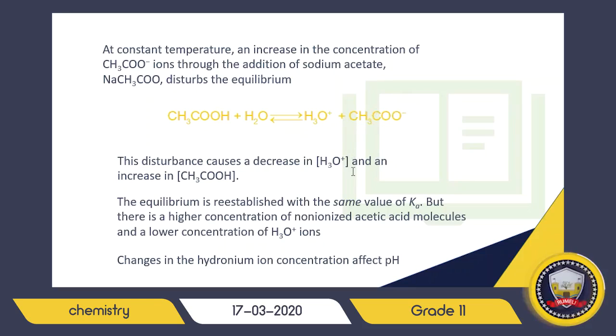So this disturbance causes a decrease in the concentration of hydronium ion and an increase in CH3COOH, which is the acetic acid. Why? Because in order to reduce the stress, the acetate ion will recombine again with the hydronium ion and give us the acetic acid in order to re-establish the equilibrium. So the equilibrium is re-established with the same value of Ka, but there is a higher concentration of non-ionized acetic molecules and a lower concentration of hydronium ions. And as we know, the pH value of any solution depend on the hydronium ion. So any changes in hydronium ion concentration will affect the pH of this solution.